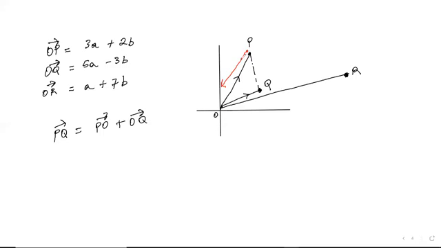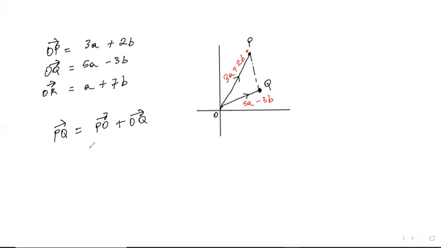Remember, you have a starting point, because of the arrow. So this right here, OP, is 3A plus 2B. And Q is 5A minus 3B. You see the arrows? Because they are coming from the origin, the arrows are pointing towards the point.